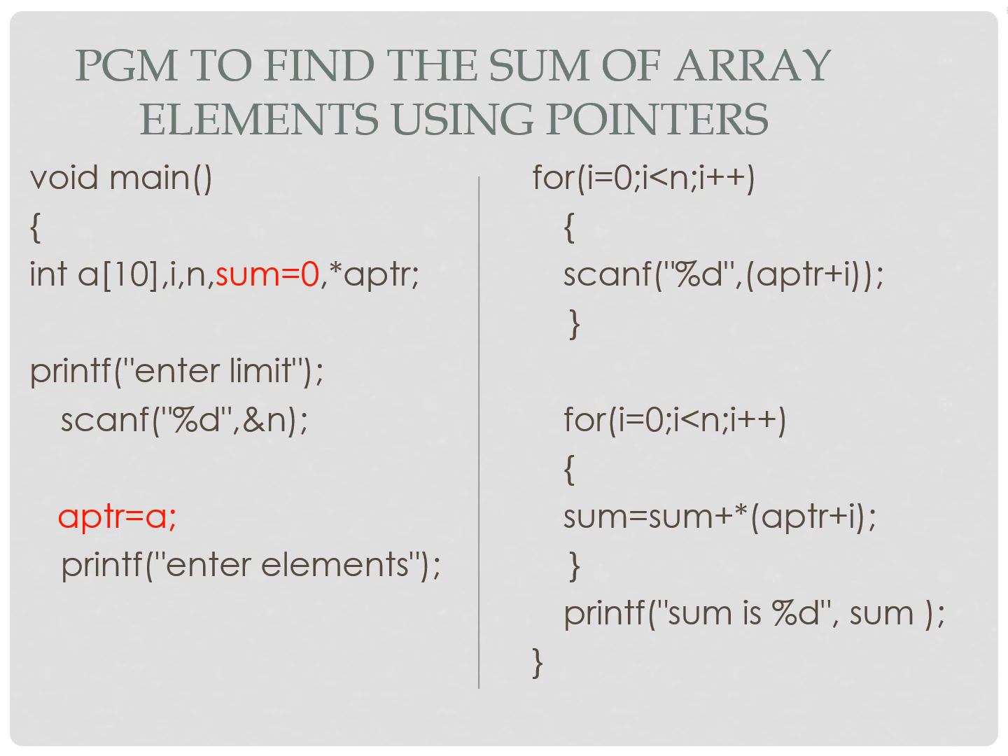Using a for loop, you are reading the array elements. You are assigning it to APTR plus I. Now for calculating the sum, using the loop, starting with the starting address, sum equal to sum plus star of APTR plus I. Star of APTR plus I will give you the value. So for each element, get the value and add it to the variable sum. At the end of the loop, you will have the sum of the elements in the variable sum. Print the value of sum.